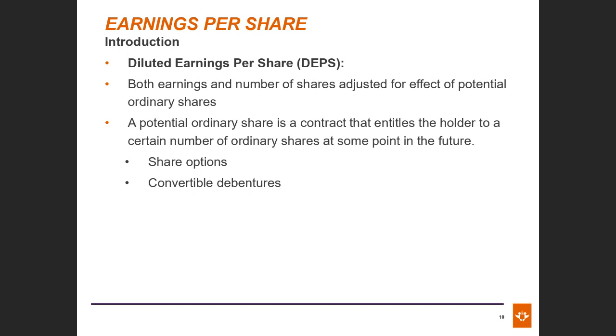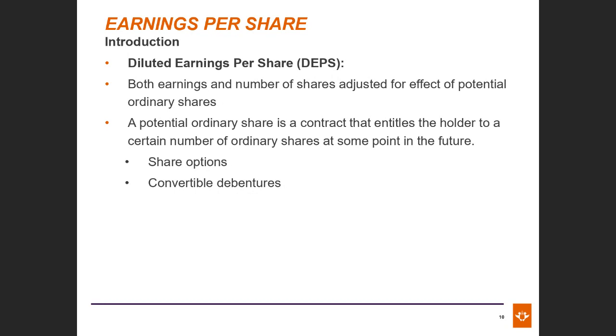So when we have a look specifically at our diluted earnings per share, this takes into account any potential ordinary share that exists, okay? Obviously, if a company has share options, then at some point in the future, these share options may be exercised, and this will result in more ordinary shares. And it's the same with convertible debentures. At some time in the future, these convertible debentures will be converted into ordinary shares, and this will change the number of shares in issue.